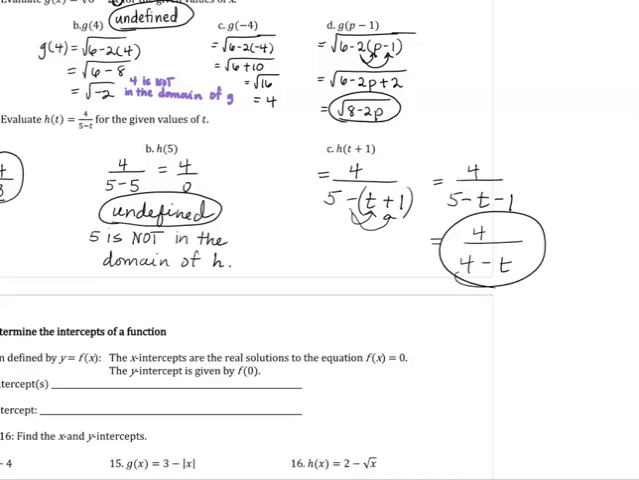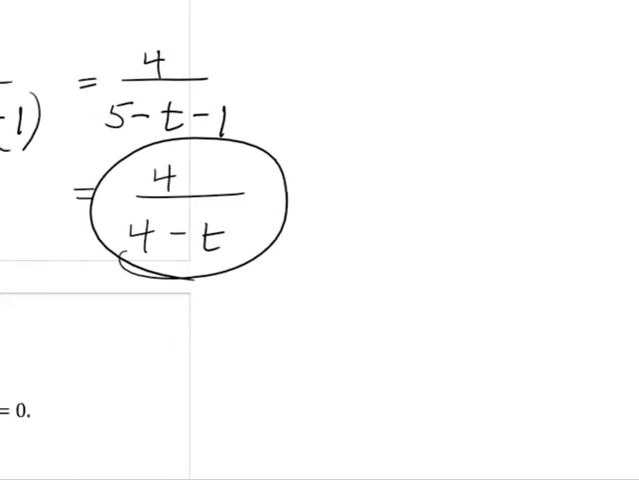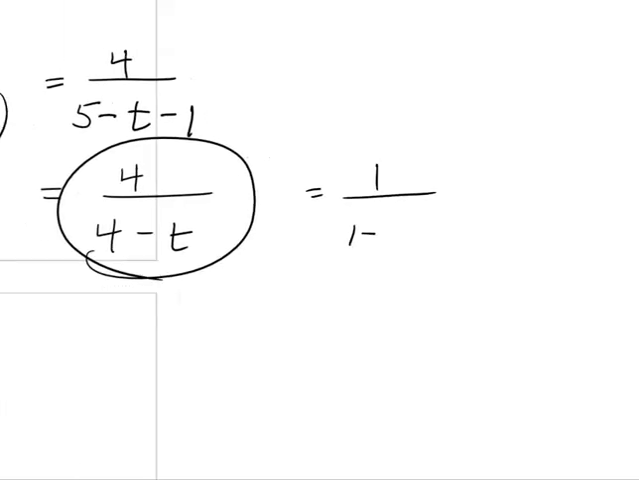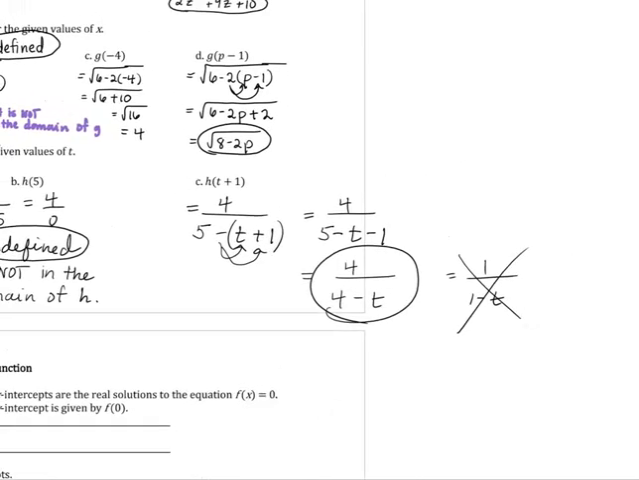And no, we cannot cancel those two 4s. If you try to cancel those 4s and tell me this is 1 over 1 minus t, that's wrong, okay? You would need to have something in common with all 3 terms in the fraction, which we do not. So we cannot simplify anything there.